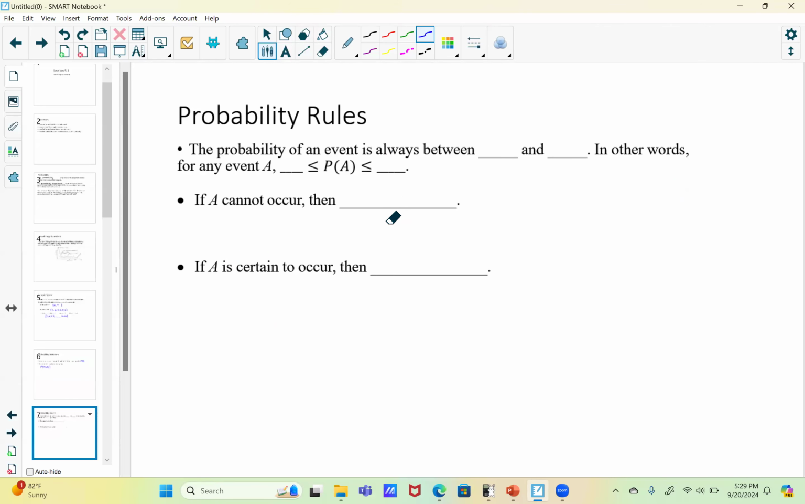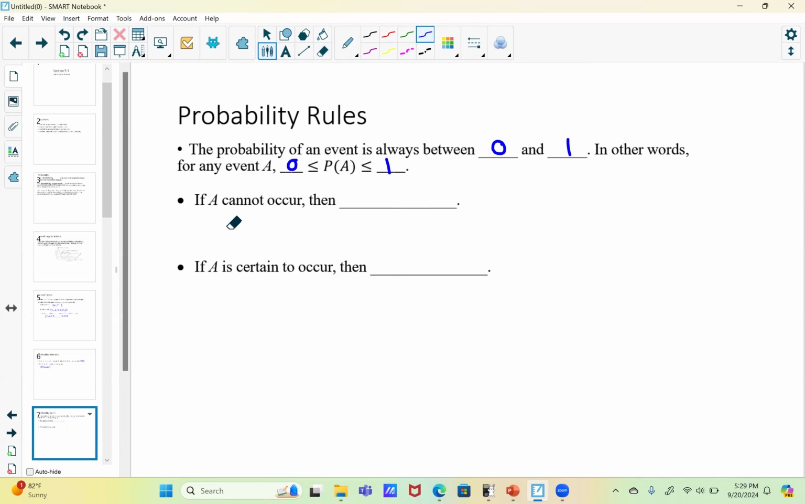There are certain rules for probability, and it's really good to keep these in mind, because if you violate one of these rules, then you know you made a mistake when calculating the probability. The probability of an event is always between 0 and 1. In other words, for any event A, 0 is less than or equal to the probability of A, which is less than or equal to 1.